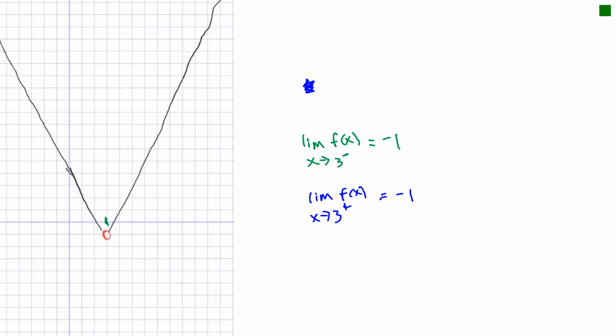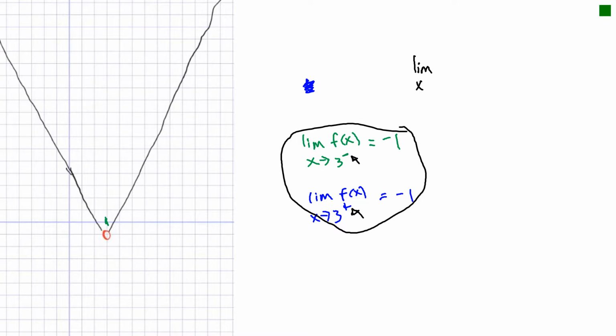So to make it simple, basically, whenever the left-hand limit equals the right-hand limit, instead of using these individual signs here, since we end up at the same number anyway, we just talk about the limit in general. So if we're talking about the limit in general from both sides, then we don't need to put a plus or minus next to the 3. So we're saying that the limit in general is going to be -1.